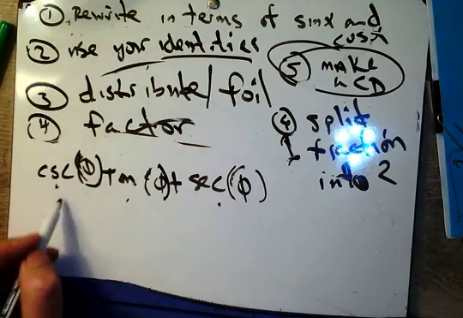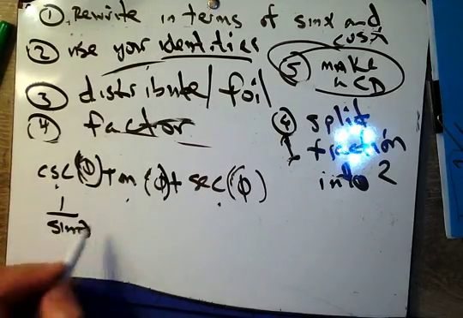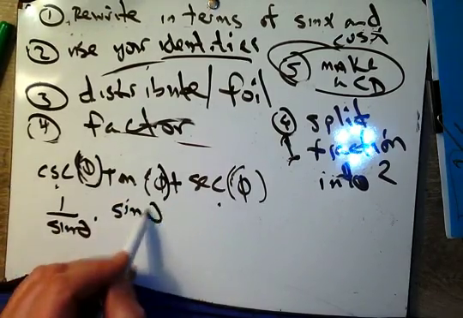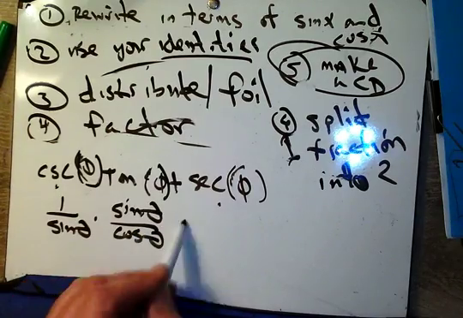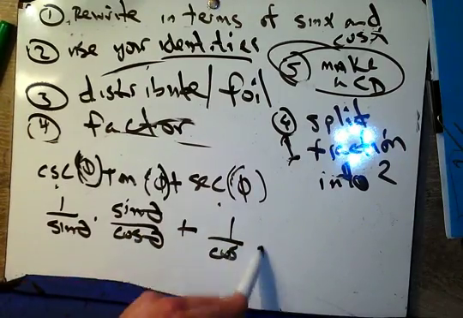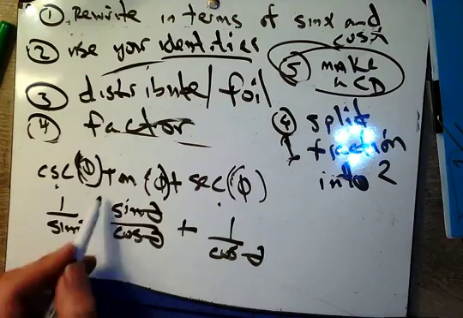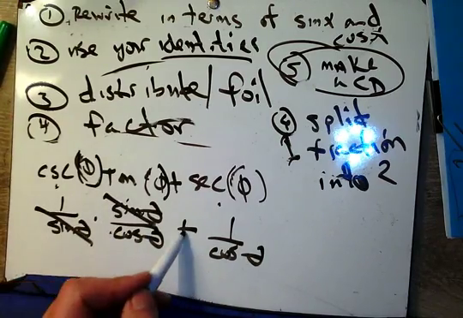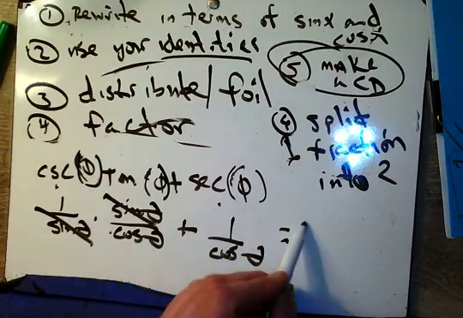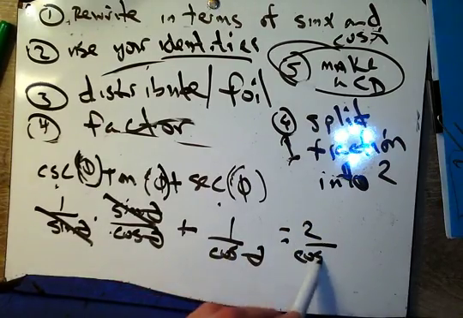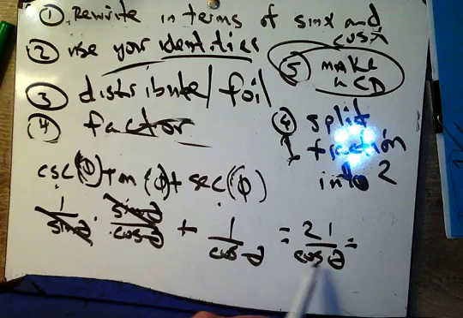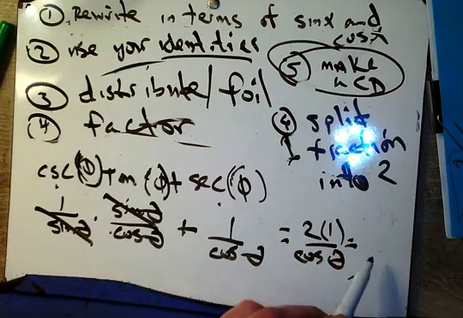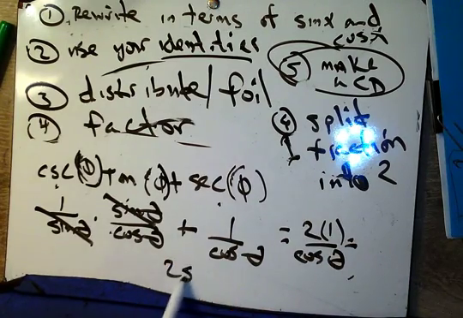So cosecant can be now 1 over sine. Tangent is sine over cosine, plus 1 over cosine. What do you notice? And so now I have 1 over cosine plus 1 over cosine. Well, that's going to be 2 over cosine. And remember, 1 over cosine is secant. So this is going to simplify to 2 secant phi.